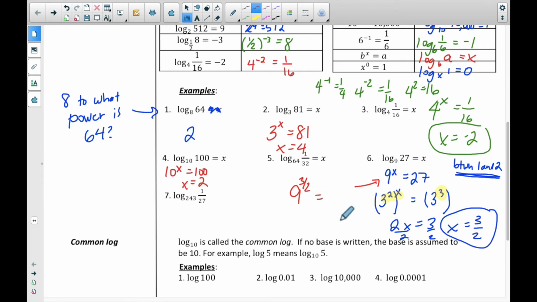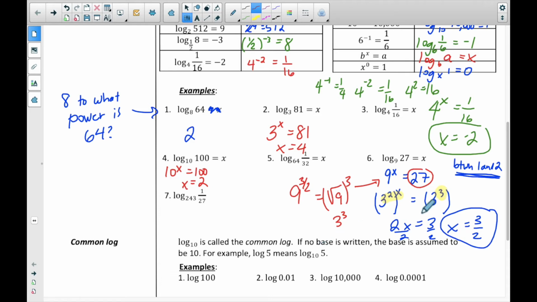Do you remember last unit we talked a little bit about this? That 9 to the 3 halves power means the square root of 9 to the third. We did that last unit. And the square root of 9 is 3, and 3 to the third is 27. So it does work out. So that's how you can kind of check your answer.